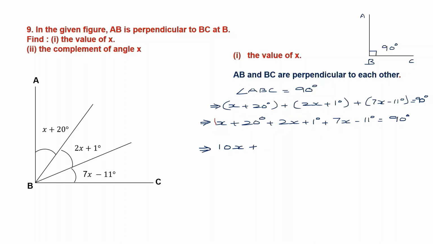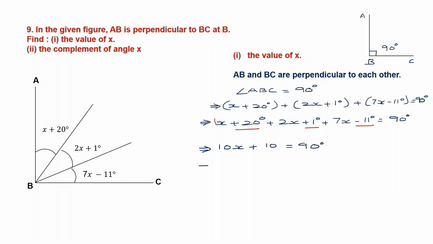Now let's add up the numbers with the degrees. So what are the numbers that we have? We have 20 degrees, then we have 1 degree, then we have minus 11 degrees. Let's write down those numbers. 20 plus 1 minus 11, and this is also plus. Now let's take the numbers with the same sign, that is these two numbers, and add it up. 20 plus 1 is 21. 21 minus 11 is 10. So here we have 10x plus 10, and this is equal to 90 degrees.